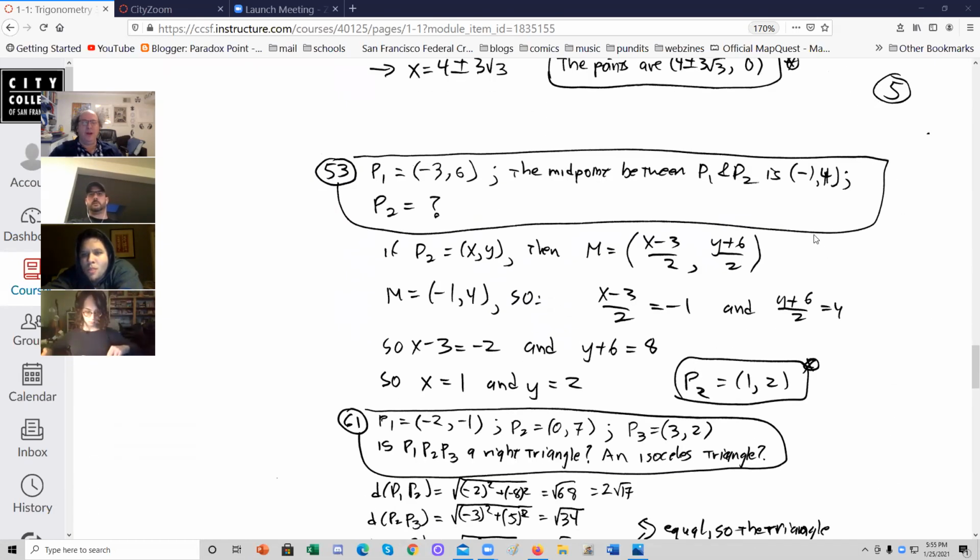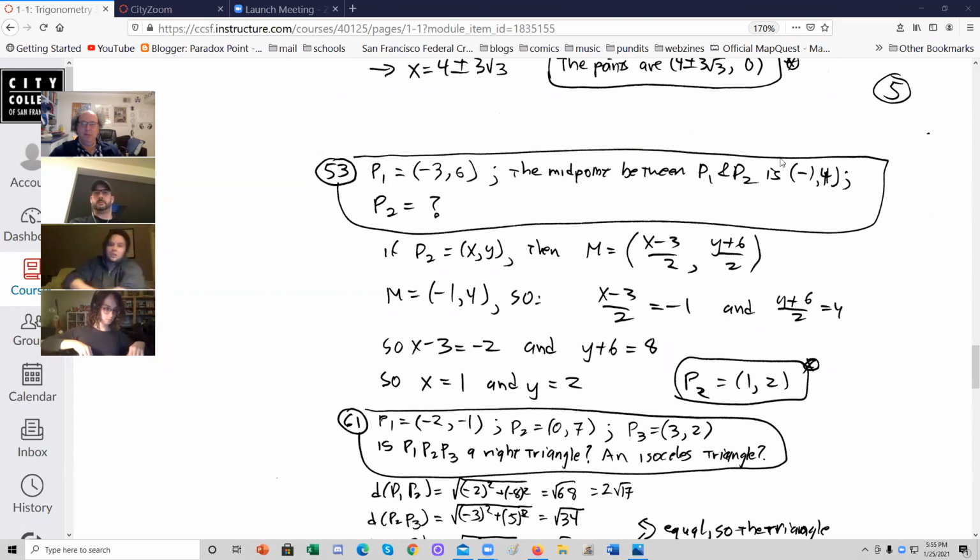Here, this is a tricky one because it's a reverse problem. Instead of being given 2 points and finding the midpoint between them, we're given 1 point and the midpoint, and must find the other point. So we have to be a little careful. P1 is (-3, 6). The midpoint between P1 and P2 is (-1, 4). What's the second point, P2?